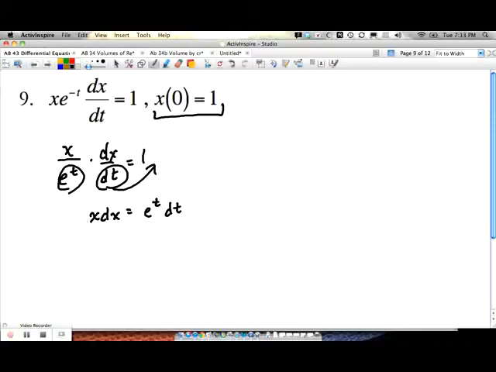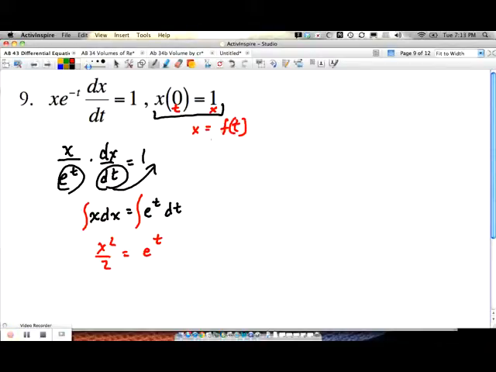If I integrate both sides, that's going to give me x squared over 2 on this side equals e to the t on this side. It has x of 0 equals 1. That implies that this is my t and this is my x value here. So x equals some function of t.